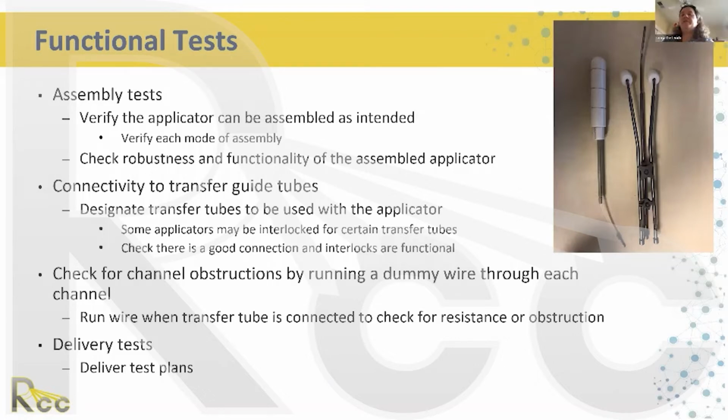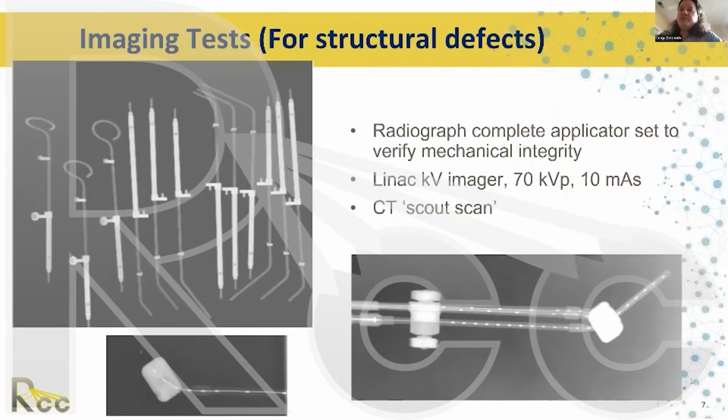After you have everything connected, run the dummy wire to check for internal obstructions. Sometimes in the connectors, these little gates that they have wear out mechanically and you can't really tell until you reconnect the transfer tube to the applicator and run a dummy that this is the case. Okay, next slide, please.